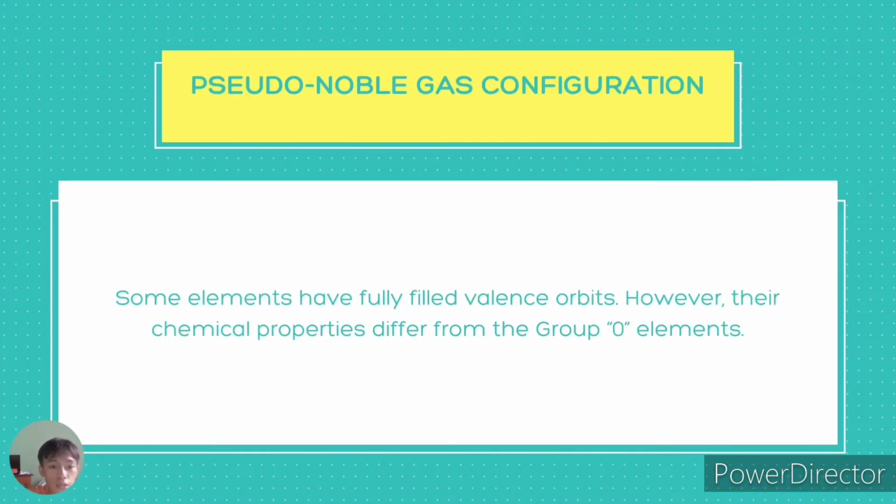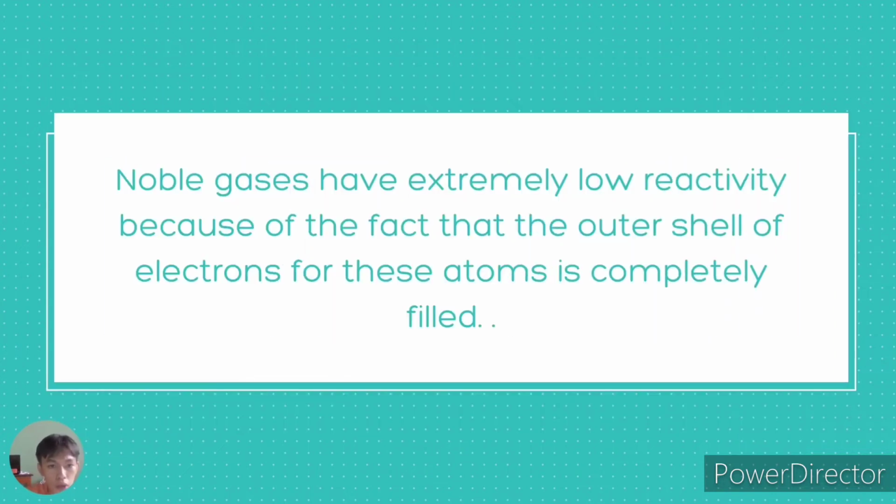Pseudo-noble gas configuration: some elements have fully filled valence orbits, however their chemical properties differ from the group 0 elements. Noble gases have extremely low reactivity because the outer shell of electrons is completely filled. These non-metallic gases have very low melting and boiling points, making them useful as coolants in refrigerators.